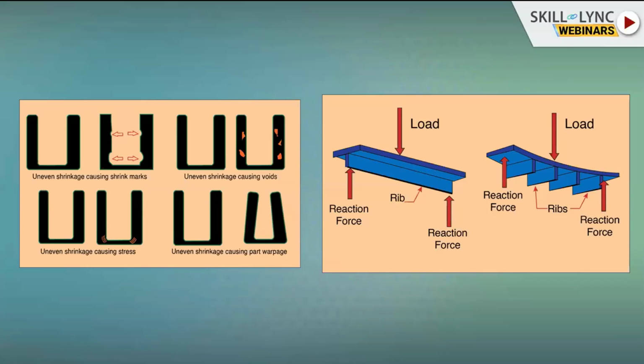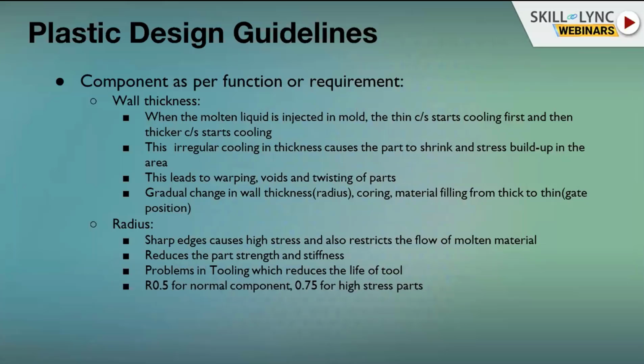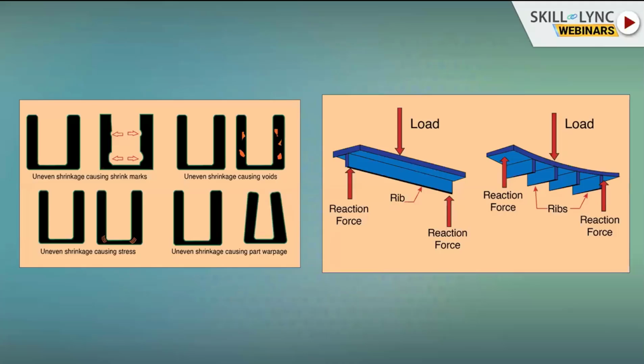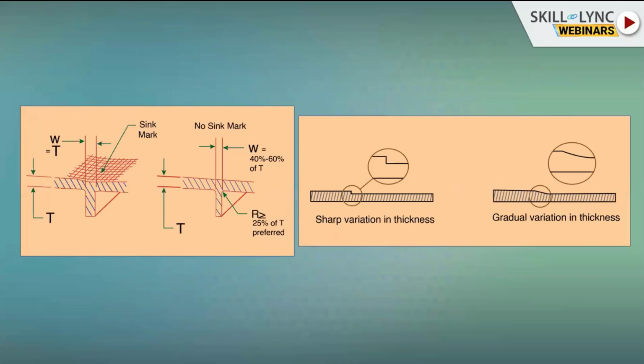So how to overcome this? To overcome this problem, we should always provide the component with uniform thickness, but in industry sometimes it is not possible. So how do we produce a component with variable thickness? I will show by example. Here you can see there is a variable thickness.